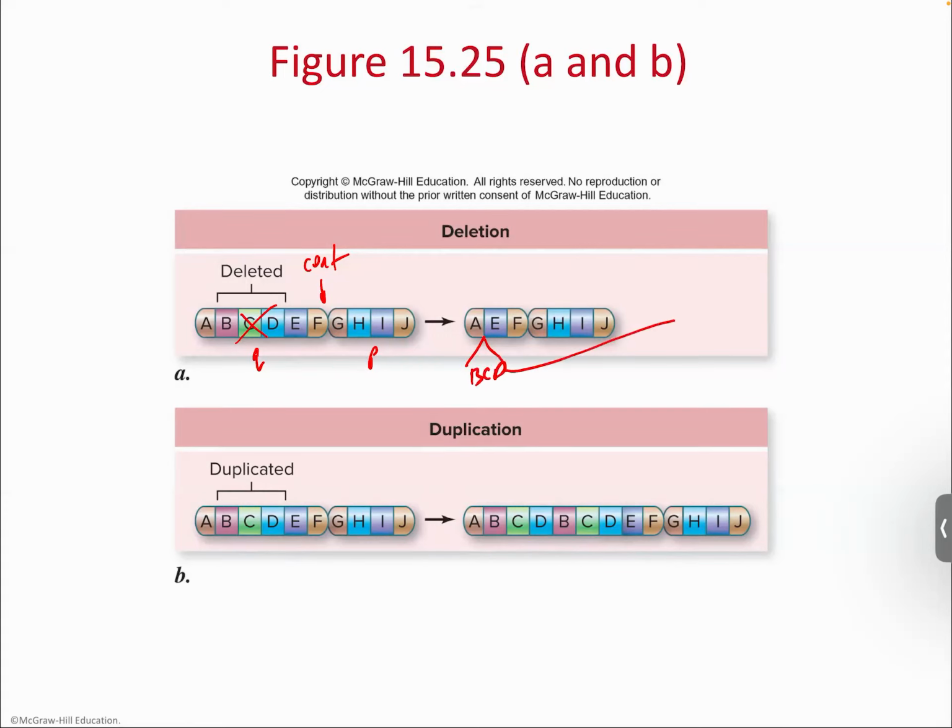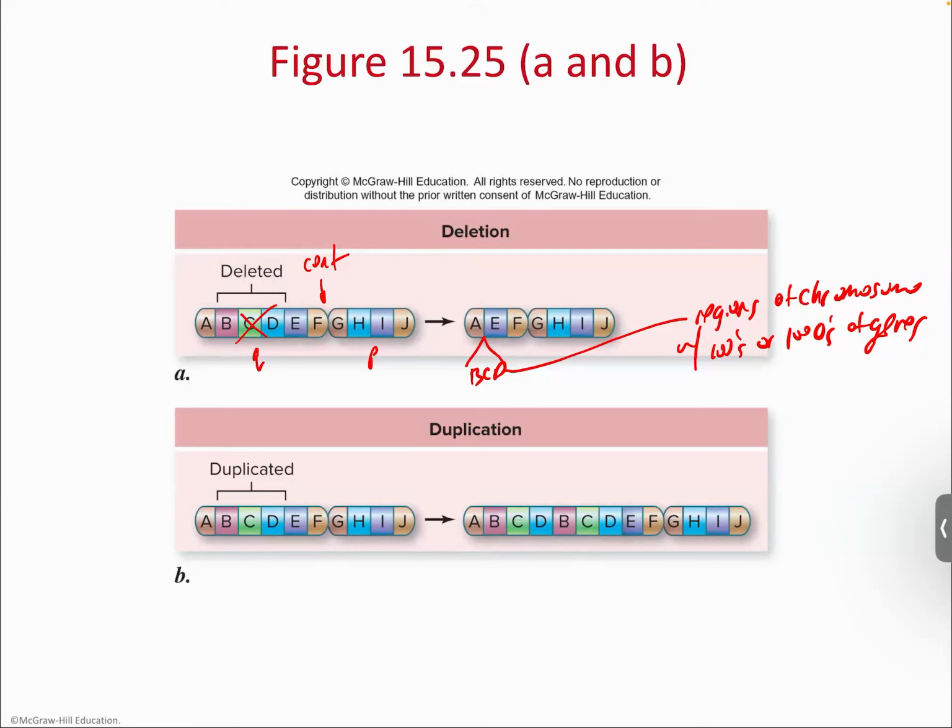Now, the important thing to remember is that when we're talking about BCD, we're not talking about genes. We're talking about regions of a chromosome with hundreds or thousands of genes. So you're not just talking about individual genes, you're talking about entire regions of chromosomes that you're missing. So chromosomal level mutations are pretty catastrophic, right? Because you're losing a ton of information in this case.